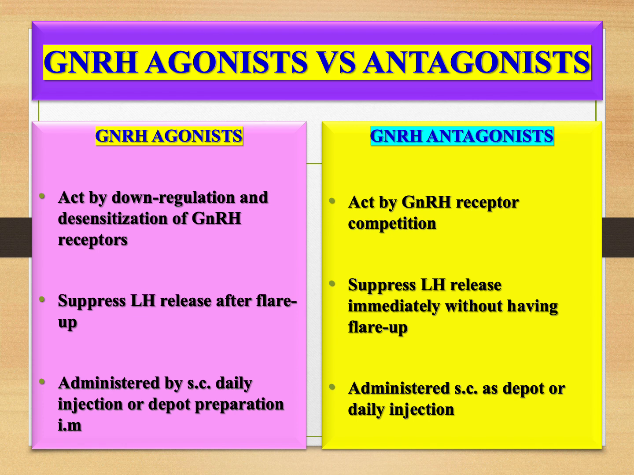GnRH agonists suppress LH release after a flare-up. So there will be an initial flare-up, which sometimes can lead to cyst formation if we are not starting the GnRH agonist in the follicular phase. But GnRH antagonists immediately suppress the LH without any flare-up effect. So that is one of the advantages of GnRH antagonist. GnRH agonists are administered subcutaneously daily, or depot preparations are also available, and the same is true for the GnRH antagonist. Then why are GnRH agonists still in the market?